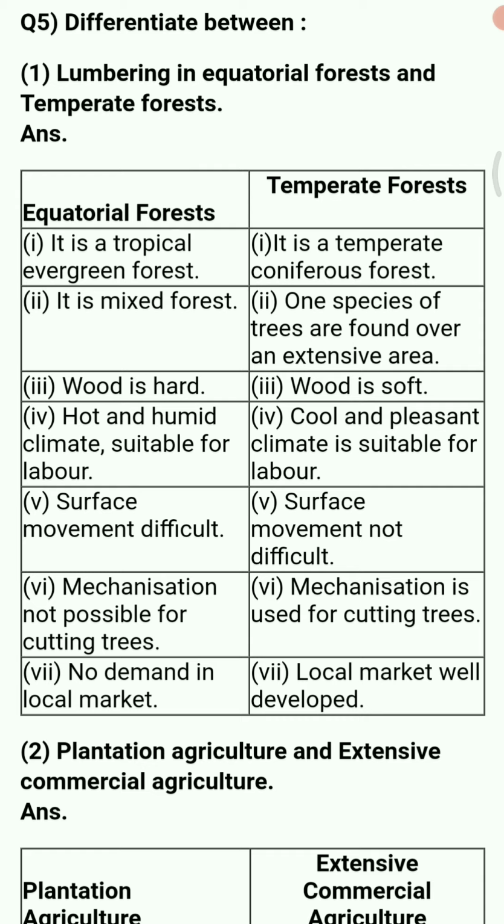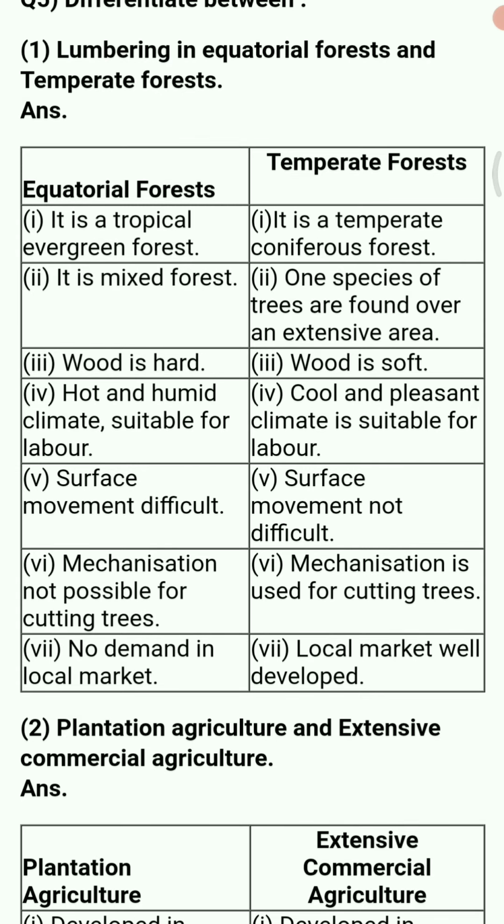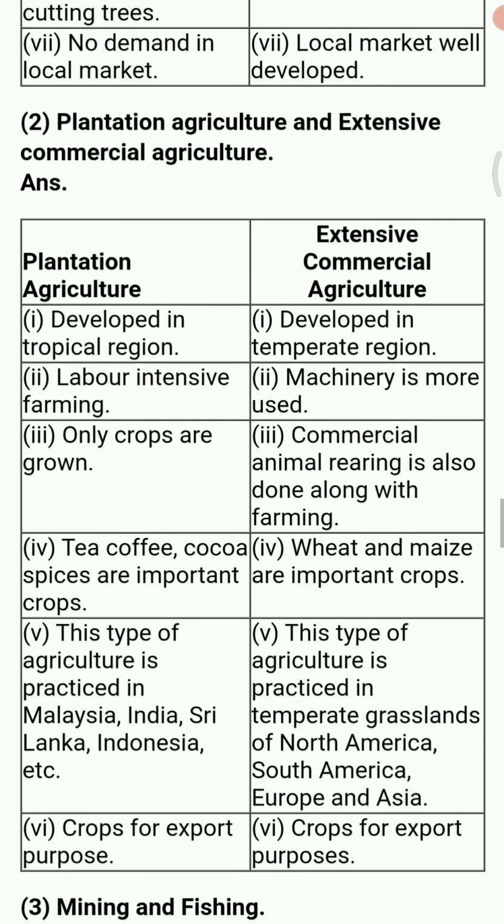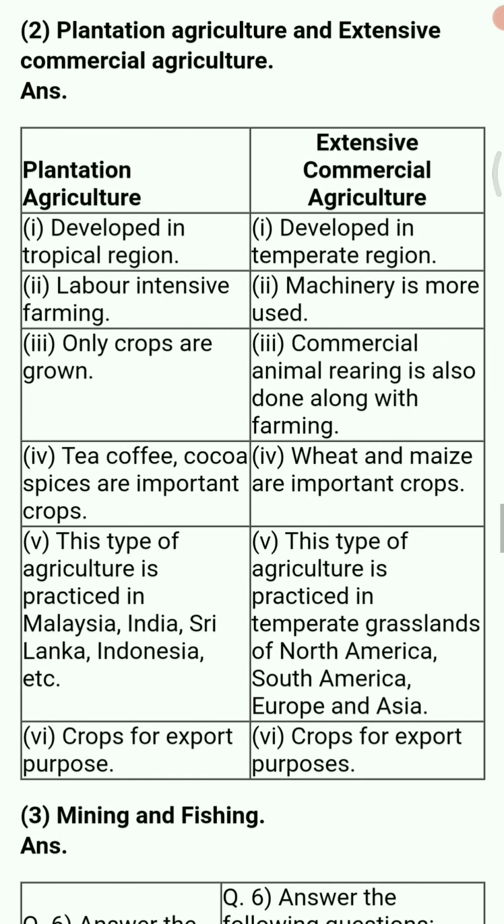And in the temperate forest the wood is very soft, so it can be easily cut down. And in the equatorial forest there is no demand from the local market, whereas in the temperate forest, as the wood is good, it has a great demand in the local market.